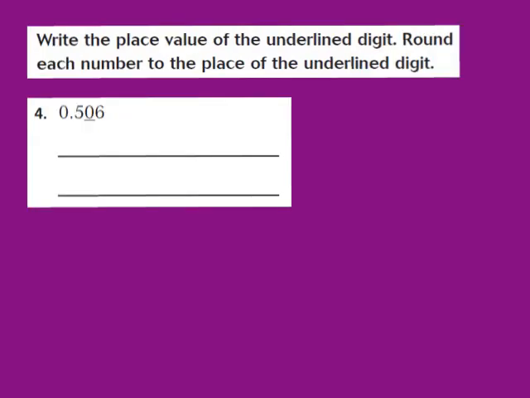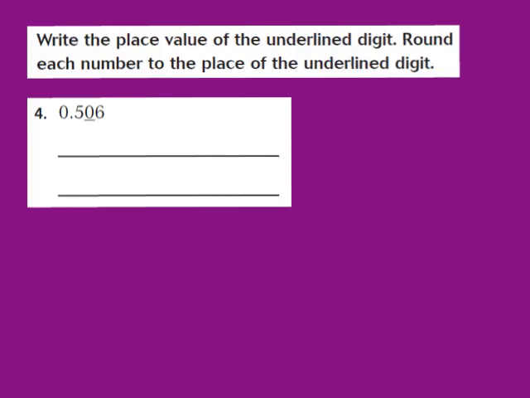Now, let's take a look at question number 4. Once again, my job is to write the place value of the underlined digit, and then I also have to round each number to the place of the underlined digit. For question number 4, the decimal number given is 506 thousandths. What I'm going to do first is write down the place value of the underlined digit.